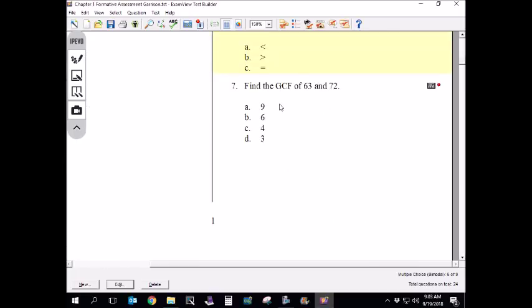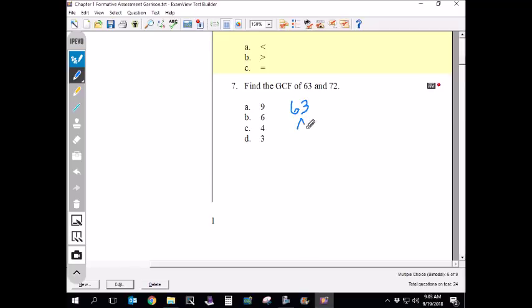All right, number 7 here, finding the GCF. So obviously our first step is to do our trees. I'm going to do those quickly. We got 7 and 9. We break that to 3 and 3.